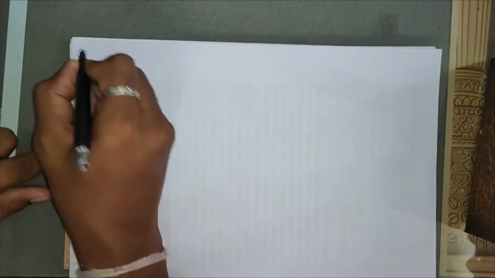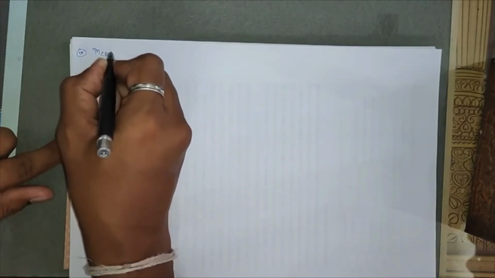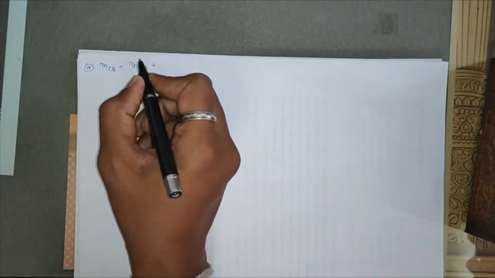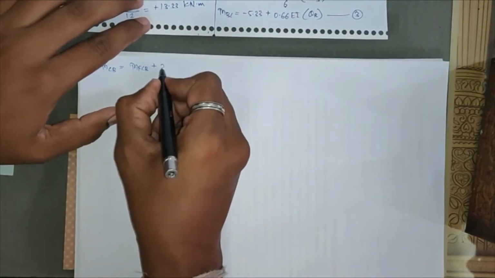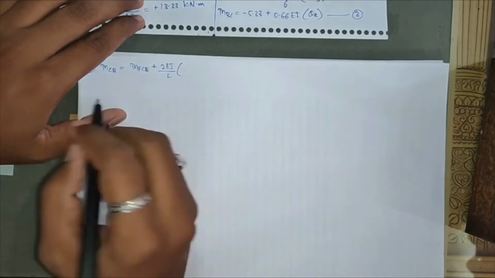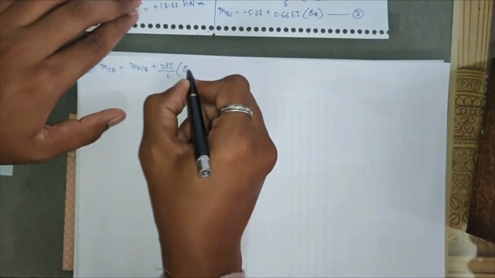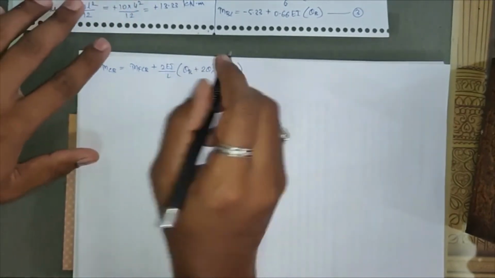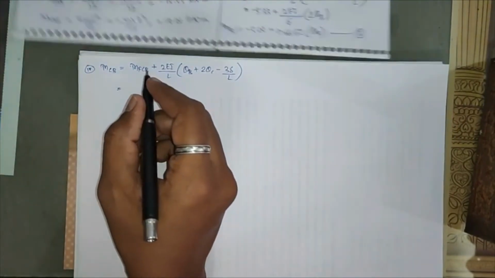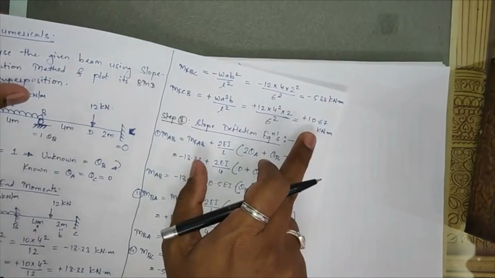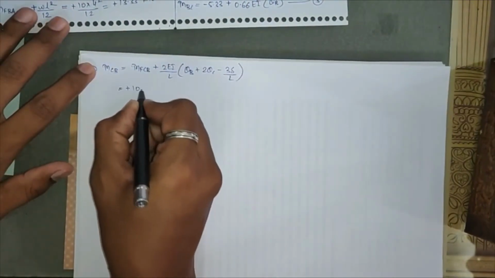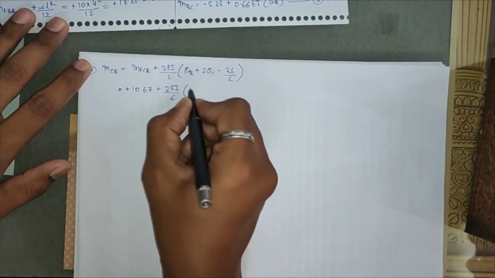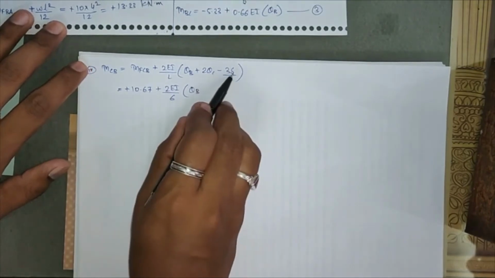Now the fourth member, that is MCB. For MCB what will happen? MFCB plus 2EI upon L into bracket, what will we get? Theta B plus 2 times of theta C minus 3 delta divided by L. We'll solve this. MFCB that we have calculated, we have got that equal to plus 10.67. So plus 10.67 plus 2EI, length of member CB is again 6, into bracket what will remain? Just theta B. Theta C is 0, delta is also 0.